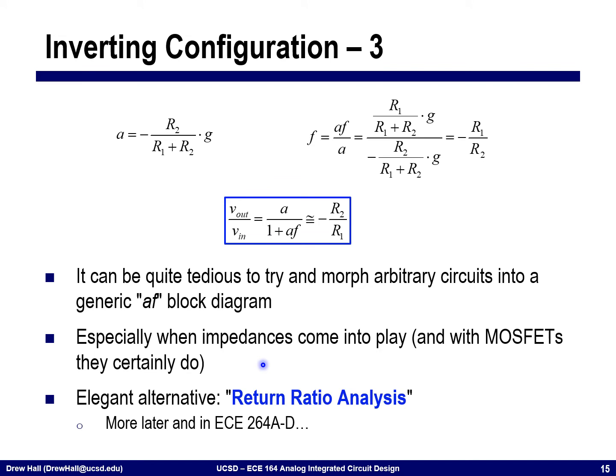And so what we're going to build up is an alternative strategy that I think is quite elegant. It's called return ratio analysis. This is a technique where we don't have to try to find A and F individually. Instead, we focus on the larger circuit and identify the loops that will let us calculate the loop gain. This is also a technique that you will use later on in ECE 264, where we continue our journey with integrated analog circuits.